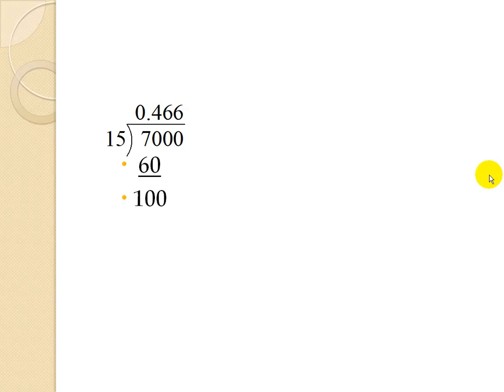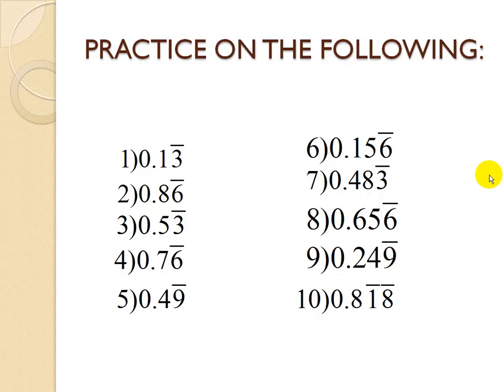Now 15 into 100 will go 6 times. 6 times 15 is 90. 90 from 100 gives you 10 remainder. Bring down the 0. Again, 15 into 100, 6 times. 15 times 6, 90. 10 remainder, and as we can see, 7/15 will be 0.46 where only the 6 is recurring.